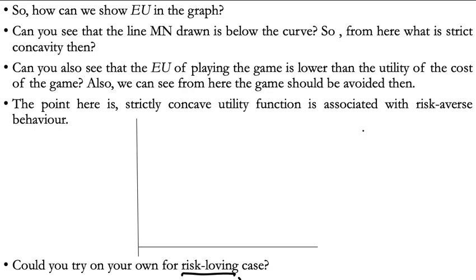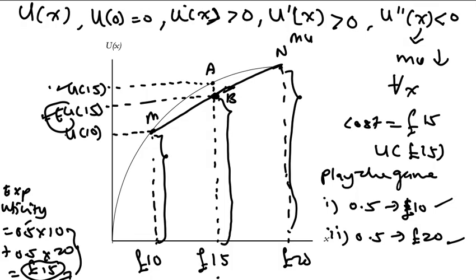So here, can you see the line MN? This one. MN is drawn below the curve. So for any concave curve, the straight line that passes through two different points will always lie below the curve, isn't it? Like I said earlier. So from here, what is strict concavity? The straight line that connects the two points along the curve must be below the curve. Then you know it is strictly concave.